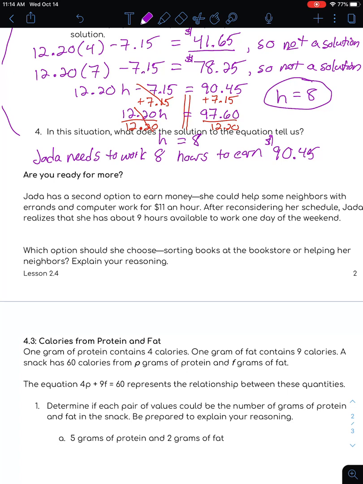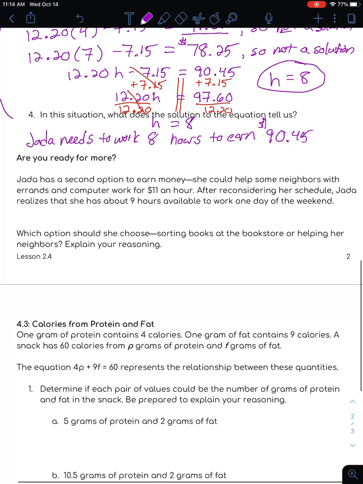So I like the little extension problem here down at the bottom, so we're going to talk about that as well. So Jada has a second option to earn money. She could help some neighbors with errands and computer work for $11 an hour. After reconsidering her schedule, Jada realizes that she has about 9 hours available to work one day of the weekend. Which option should she choose, sorting books at the bookstore or helping her neighbors?